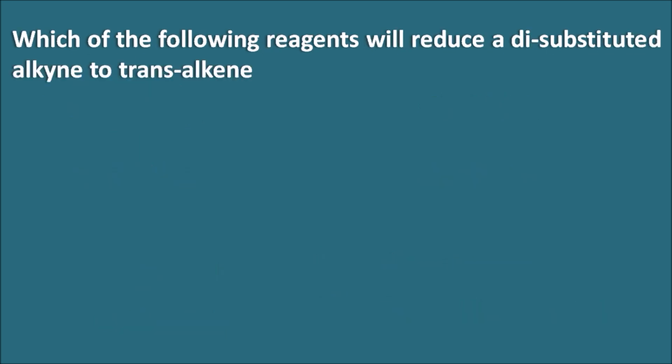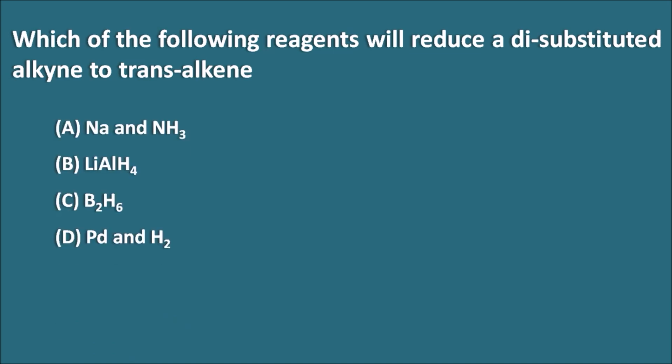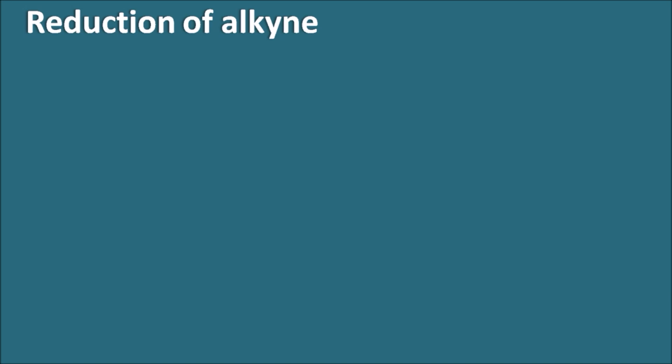Which of the following reagents will reduce a disubstituted alkyne to the trans-alkene? Options are sodium and ammonia, lithium aluminum hydride, diborane, and finally palladium and hydrogen. So here the right option is sodium and ammonia. Reduction of alkynes can proceed with two reagents to produce stereoselective products.